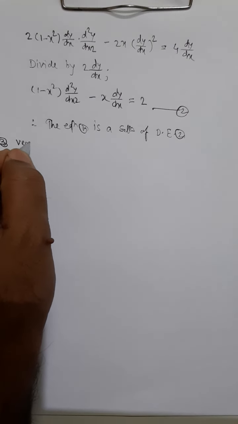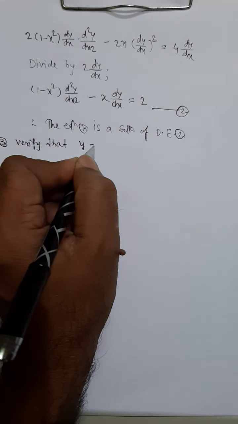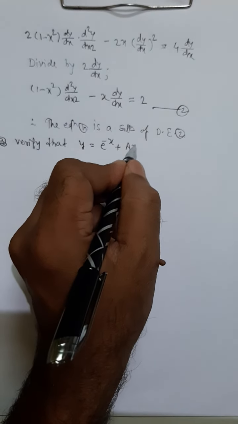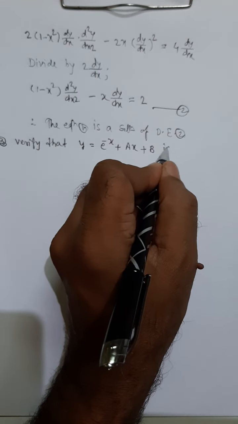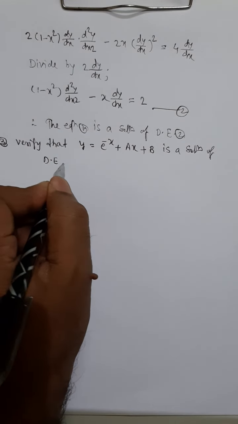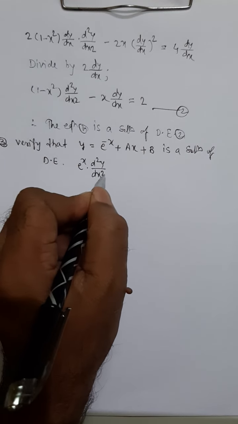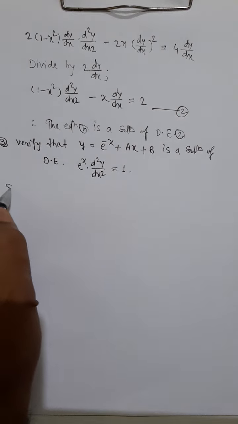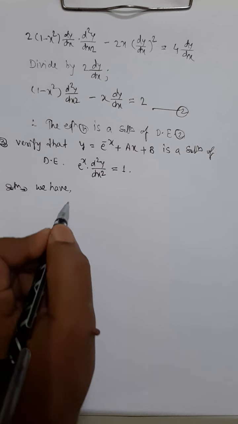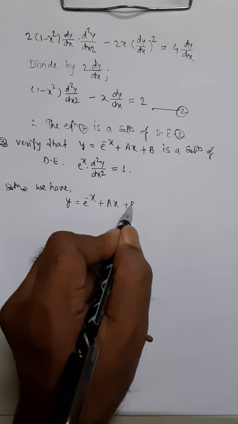Verify that y equal to e to the power minus x plus ax plus b is a solution of the differential equation e to the power x d2y by dx2 is equal to 1. So solution. So write the given relation y equal to e to the power minus x plus ax plus b.